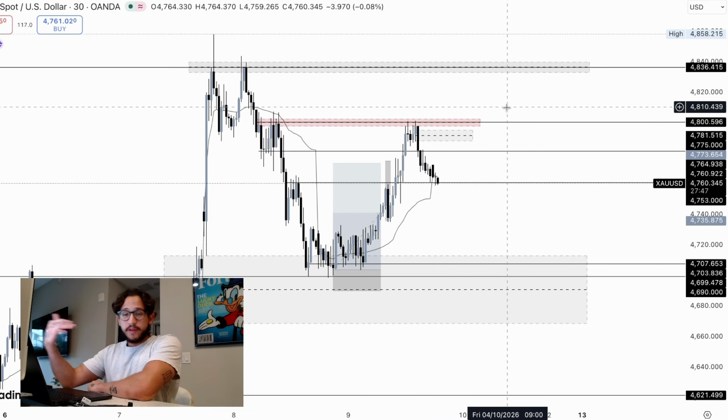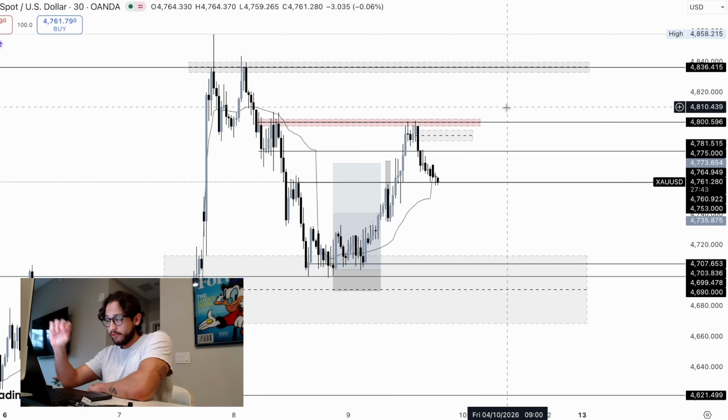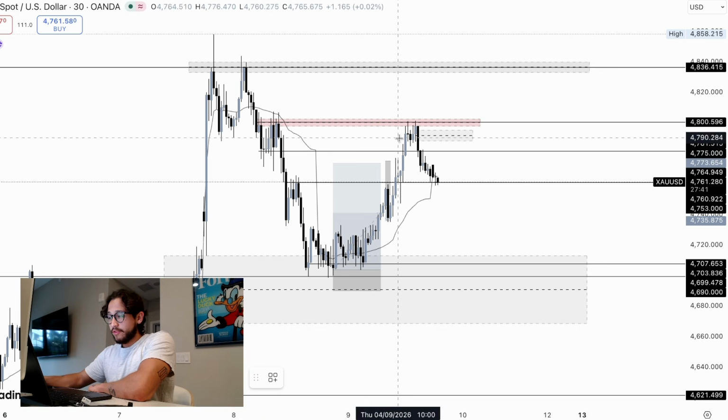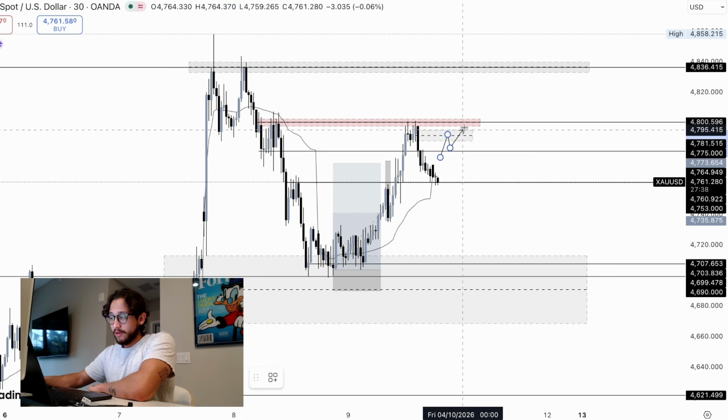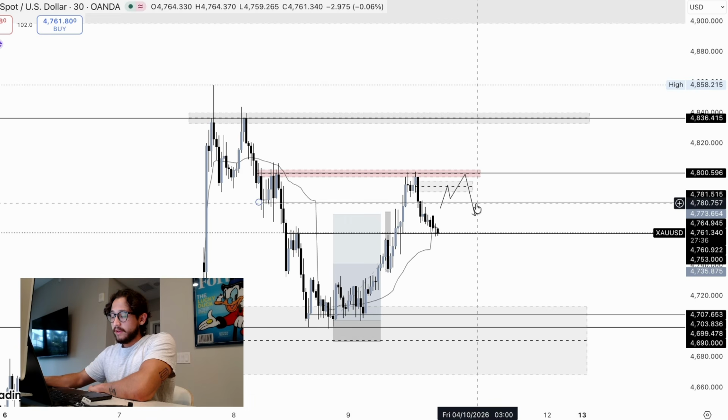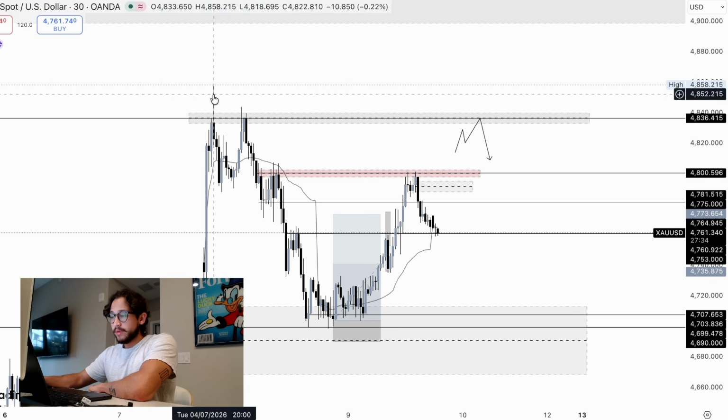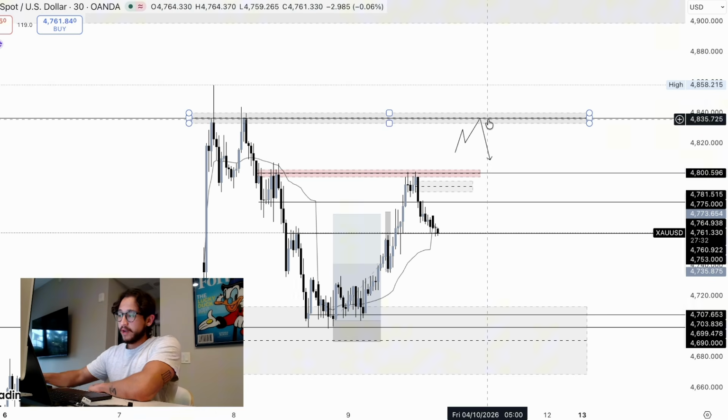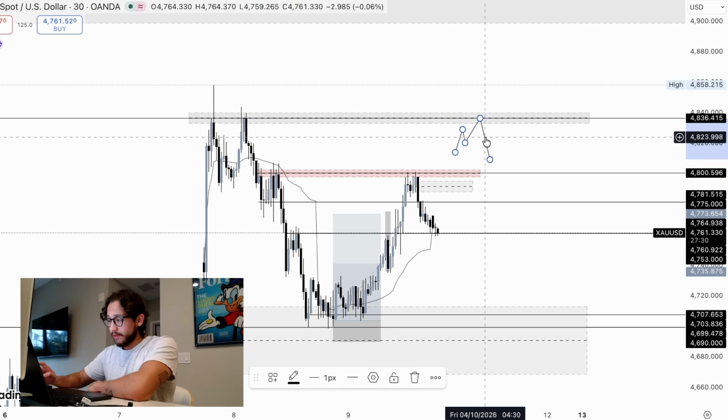I already have the setup marked up. Just want to give you guys the analysis and explain why I'm looking for this trade. For this Asian session, I'm looking for price to give me a pullback here so that we can take a sell, or we're going to be taking a sell at a higher position, which is going to be this exact level. I'm going to explain why I'm looking for the sells.